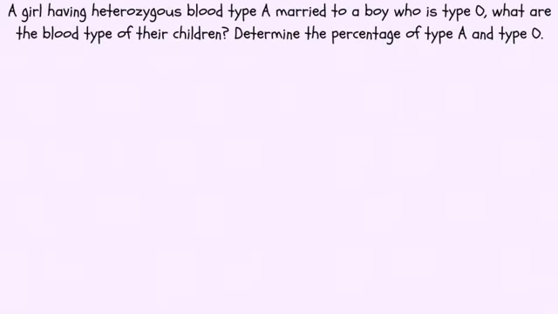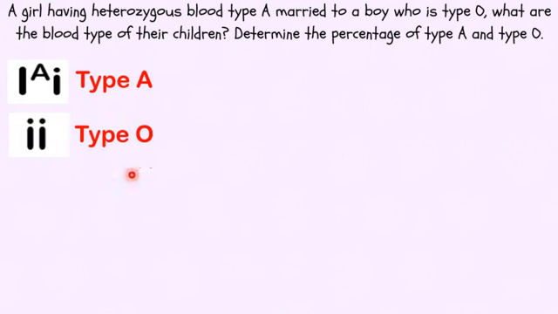So, let us see how well we understand the lesson. For number 1, this is the problem. And you are going to identify first the given. And the given are IA and small i for type A and double small i for type O. Why do we use this kind of genotype? Because in this problem, we have a mother who is hetero. When you say hetero, one dominant and one recessive. And the father is type O, so we are going to use two small letters, which describe the recessive allele of the type O blood.